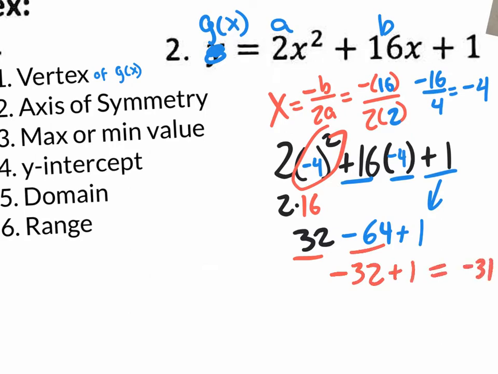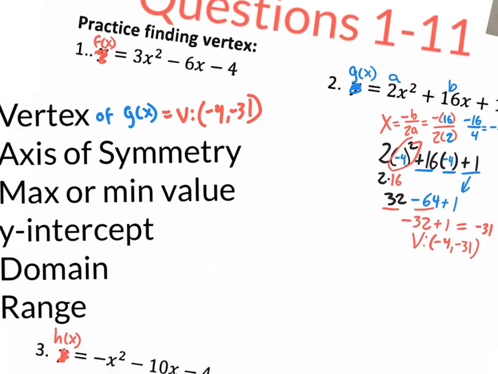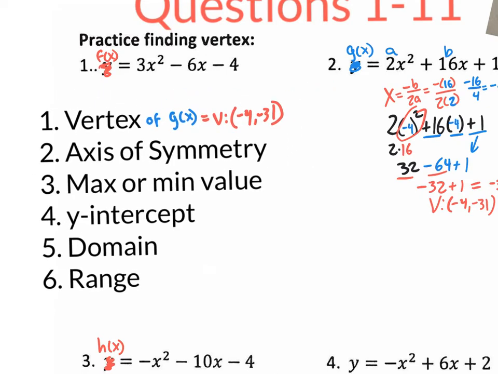So your vertex for number 2, or for g of x, is negative 4 comma negative 31. So instead of me telling you, like, answer everything you can about g of x, maybe just on g of x, I ask you to find the vertex, and that answer would be that the vertex is negative 4 comma negative 31.